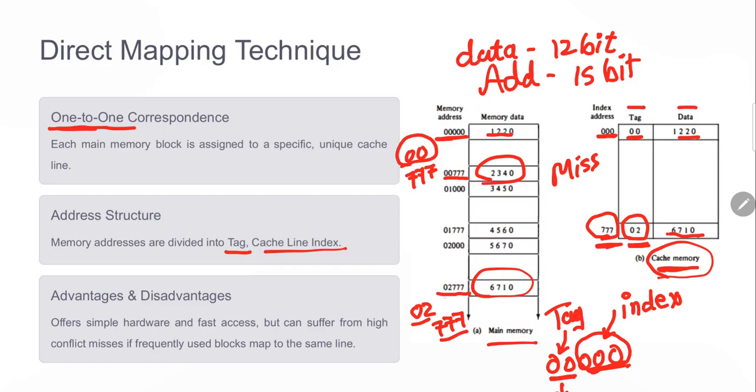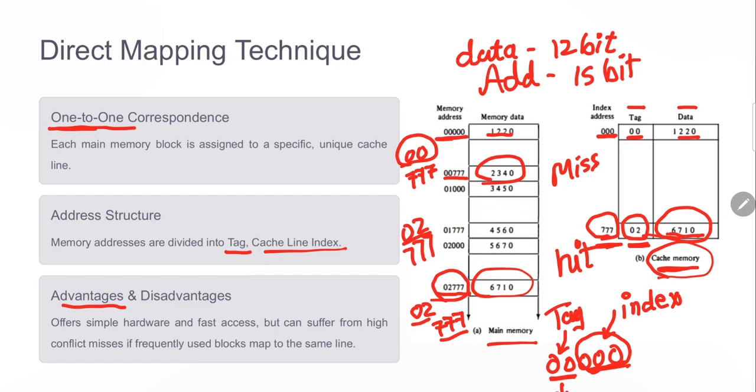Now suppose the CPU is asking for the data at location 02777. It will divide it into 02 and 777. Again, it will search for 777 and match the tag: here 02, here also 02. Now it's a match, so the data is available over here, and the CPU directly accesses the data from the cache. So it's a hit. This is the technique of direct mapping. I hope you understood this direct mapping.